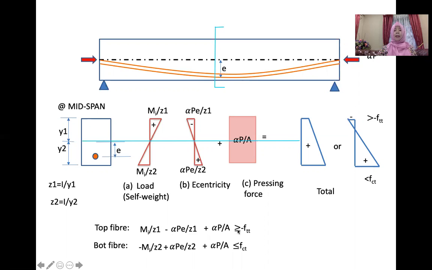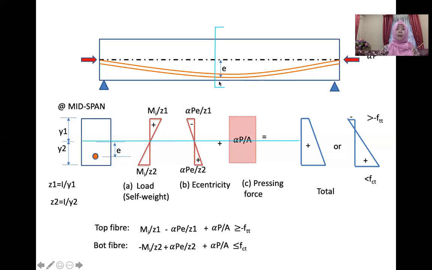Must be greater because at the top, we assume that during transfer, at the tension part of the beam here, at the bottom of the beam, when we apply the external load as well as self weight, the bottom here will crack. For normal concrete, it will crack during the service, at the midspan at the bottom.